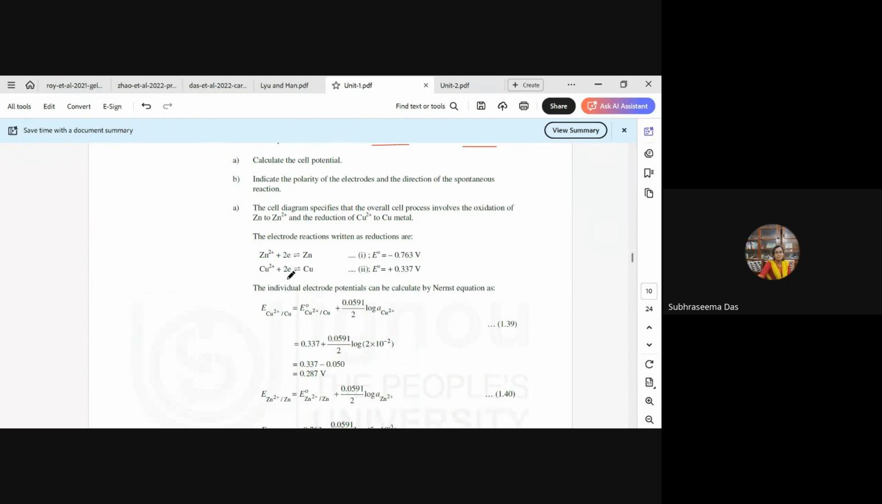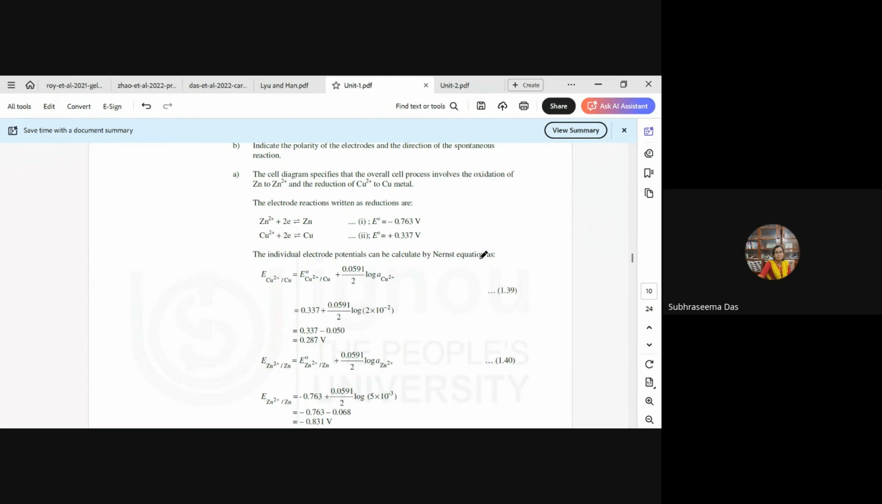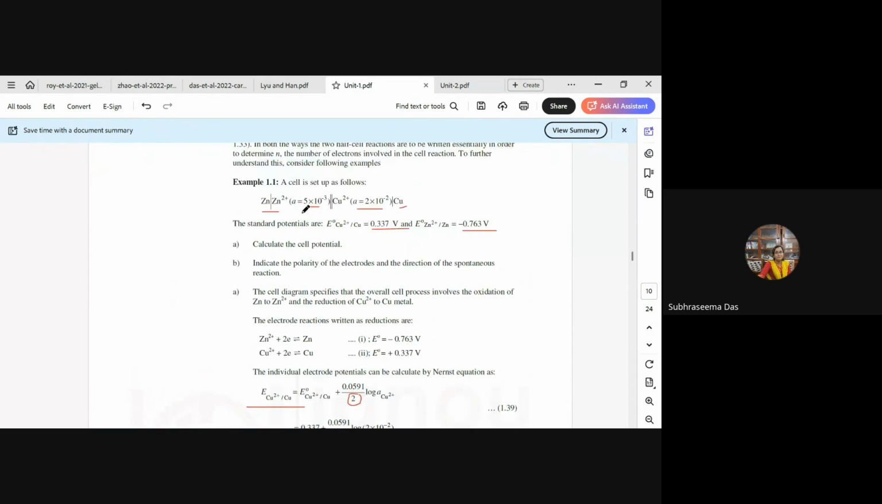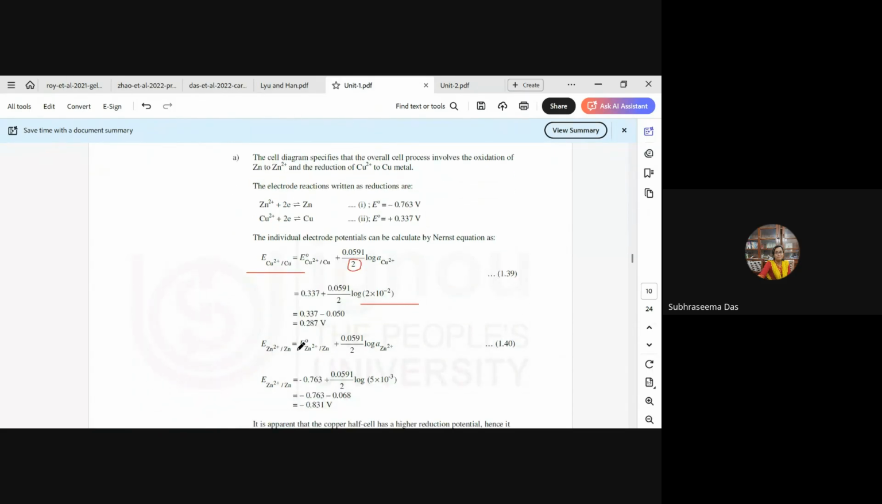Then, for this case, we will write out the individual electrode potentials using the Nernst equation. First we apply it for Cu2 plus to Cu. Here it becomes E0 Cu2 plus to Cu plus 0.0591 by 2. Why 2? Because 2 electrons are involved here, into log of the activity of copper 2 plus. Here the value has been given as 2 into 10 to the power minus 2. You apply this and we get the value.